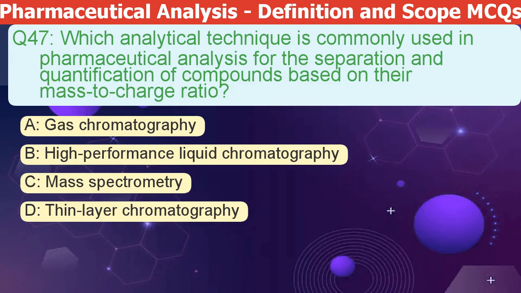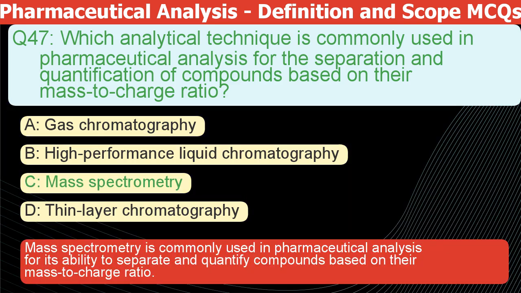Which analytical technique is commonly used in pharmaceutical analysis for the separation and quantification of compounds based on their mass-to-charge ratio? A. Gas chromatography. B. High-performance liquid chromatography. C. Mass spectrometry. D. Thin layer chromatography. The correct answer is C. Mass spectrometry is commonly used in pharmaceutical analysis for its ability to separate and quantify compounds based on their mass-to-charge ratio.